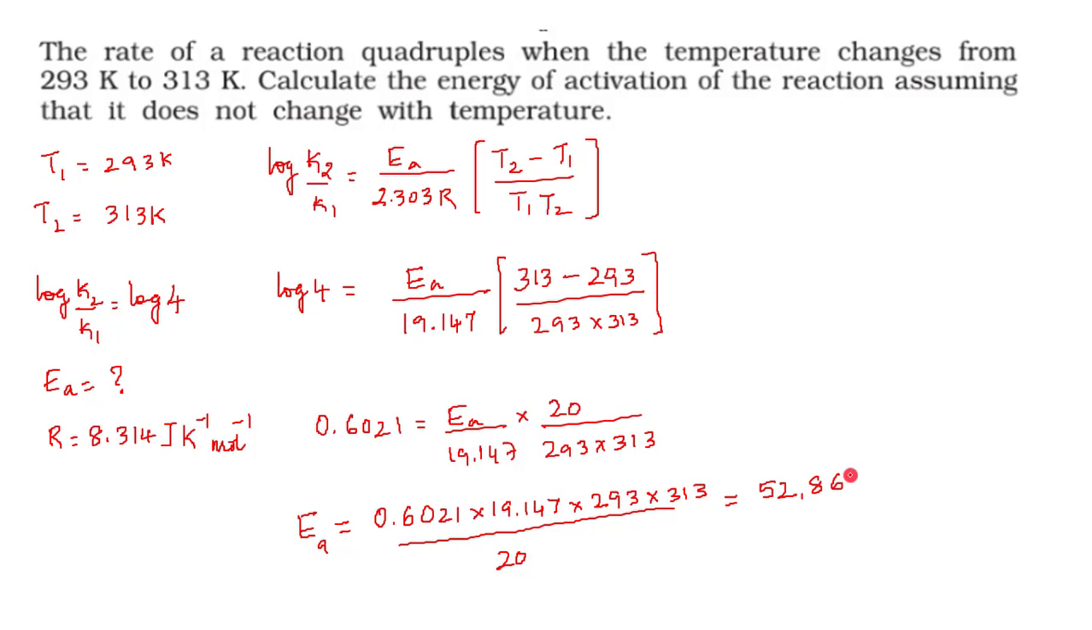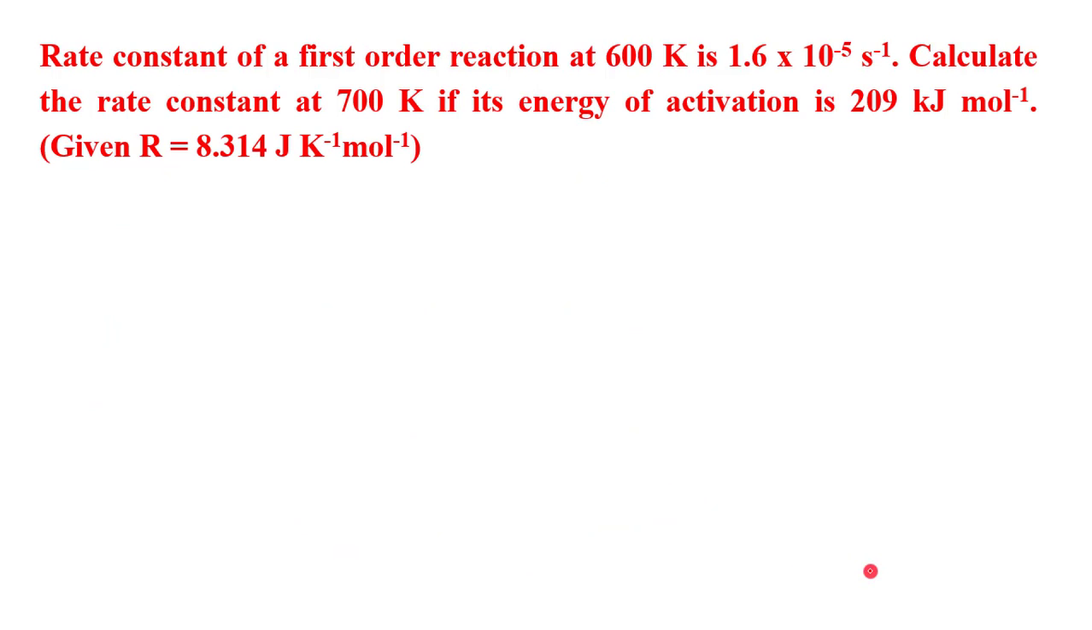You will be getting 52,863. If you round off, you get 52,863 joule per mole. If I write in kilojoules, it will become 52.86 kilojoule per mole. So this will be the answer. This is the way you have to solve this numerical. Next question.